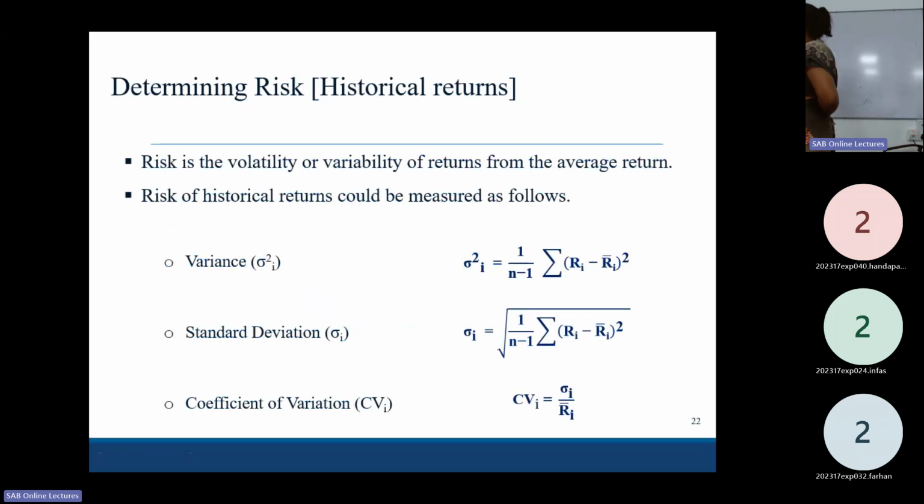You can calculate using variance, standard deviation, coefficient of variation. So these formulas are not new for you. If you look at the first one, it is variance. Once you get the square root of the variance, we call it standard deviation. We take this formula to identify the risk level of a particular stock.